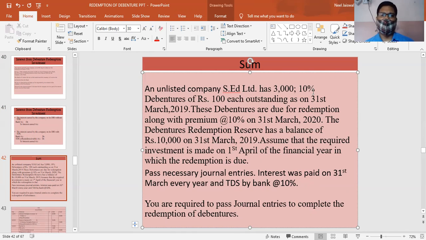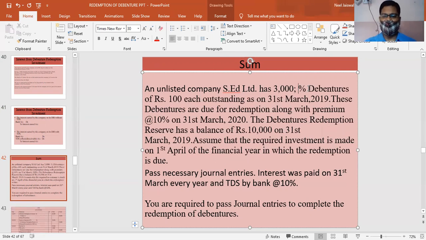See, it's a 10% debenture. So this 10% is nothing but interest on debenture. Clear? And TDS is 10%. I make this one as 9%, it will be better then for understanding. 9% debentures. You are required to pass the journal entry to complete the redemption of debenture.